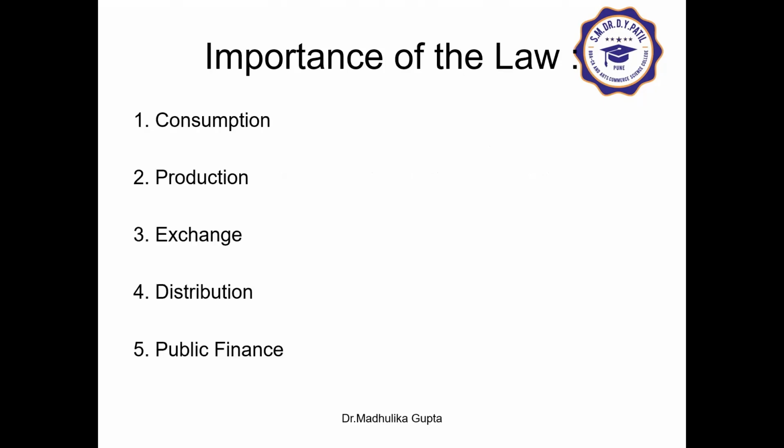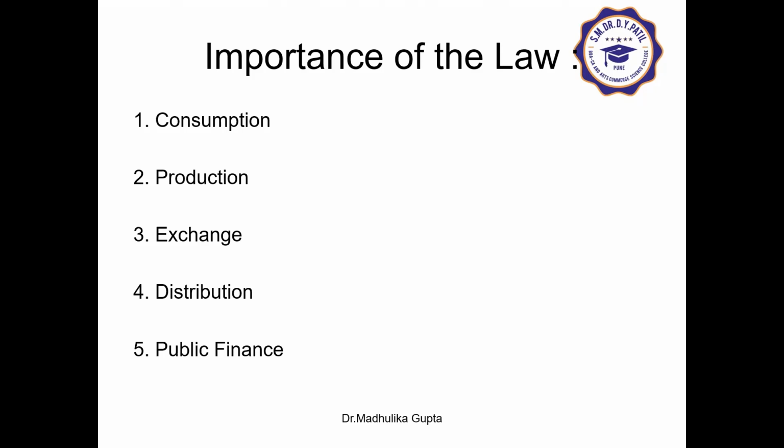So what is the importance of the law? The first importance is in consumption. If a consumer spends his income as suggested by this law on different commodities in such a way that the last unit of money spent on them yields him equal marginal utility, he'll be getting maximum satisfaction out of his income, right? The next is production. Every producer aims at earning maximum profit, and to achieve this objective, he must utilize different factors of production in such a way that the marginal productivity of each factor is equal. This is how it is important for production.